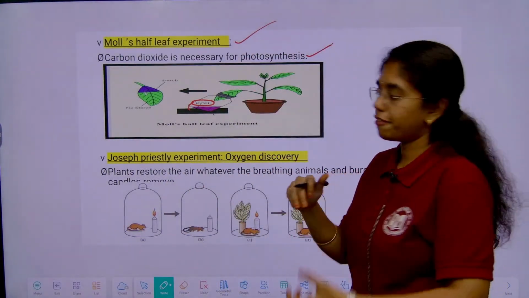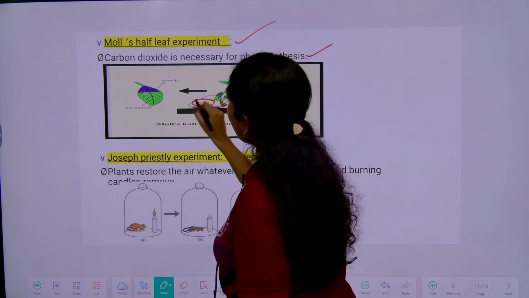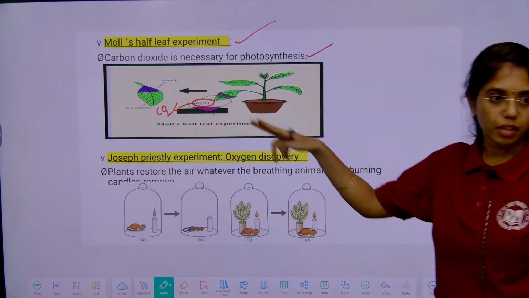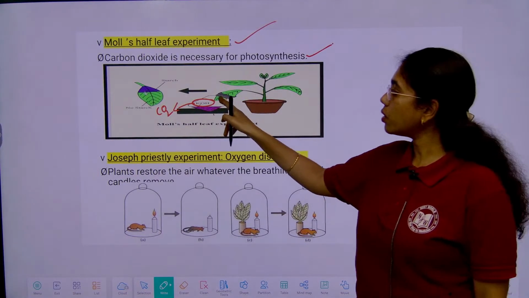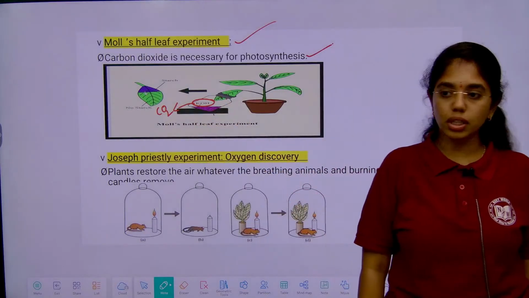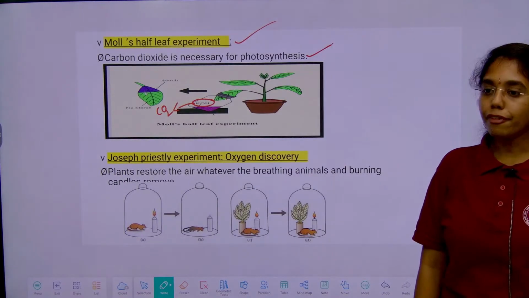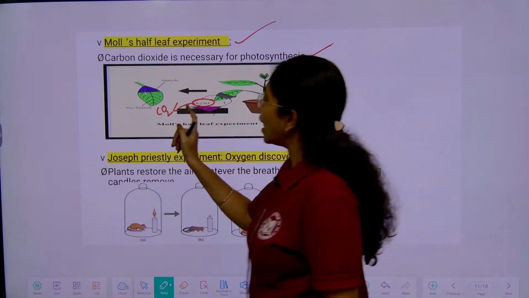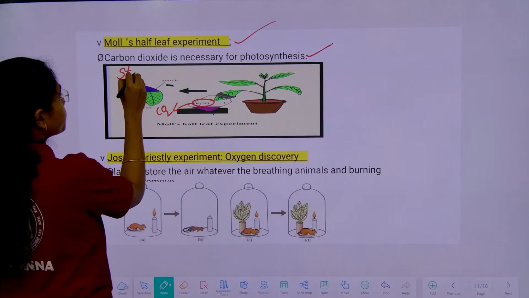This potassium hydroxide solution will completely absorb the carbon dioxide present around this half leaf. When carbon dioxide is completely absorbed by KOH, without CO2 it will not perform photosynthesis. It is kept like that for some period of time. After that, the leaf which was kept in the KOH solution is plucked and tested with what? Starch test.